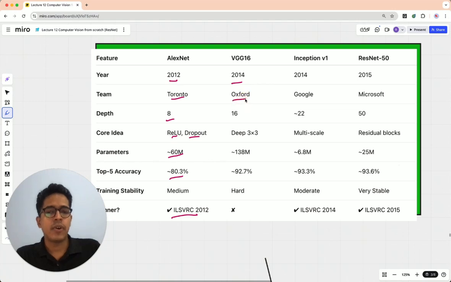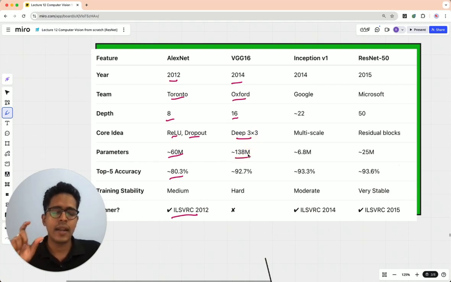VGG 16 in 2014 from the University of Oxford. They had 16 layers. It was from a group called the Visual Geometry Group. The main idea was you don't need different types of convolution filters. You just need 3x3 filters. It was a huge model. It had 138 million parameters, but achieved 92.7% accuracy. Although it was not the winner, it was the runner-up.